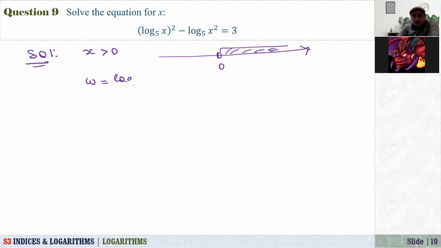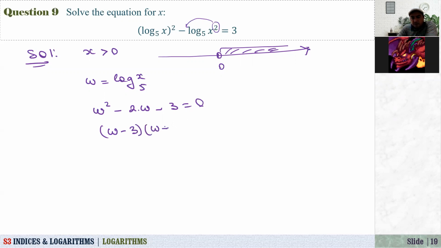Okay, so let me label this logarithm of x to the base 5 by w. Then we'll have here w squared minus this 2, it just comes to the front, so here we have 2 times w. And take 3 to the left-hand side. Here we have minus 3 is equal to 0. If you factorize this, I can factor because negative 3 times 1, negative 3 plus 2. So it is w minus 3 and w plus 1 should be equal to 0.